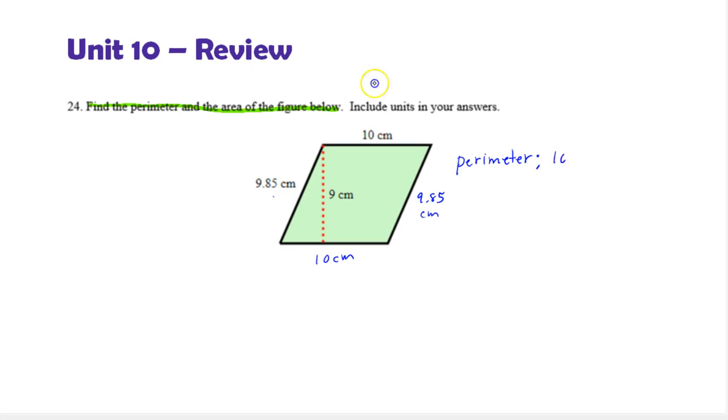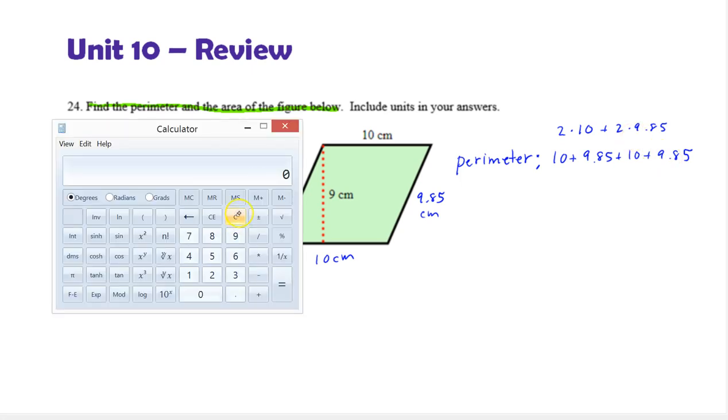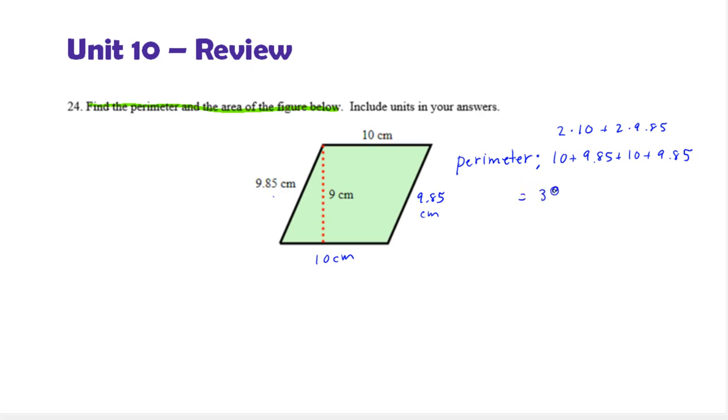So going all the way around, we have 10 plus 9.85 plus 10 plus 9.85. And yes, there's a fancy formula somewhere that says you can do 2 times one length plus 2 times the other length. Okay, but notice if you just use the idea of perimeter, you don't have to remember special formulas. Okay, so 10 plus 9.85 plus 10 plus 9.85 equals 39.7. And it's linear units, and they are centimeters.